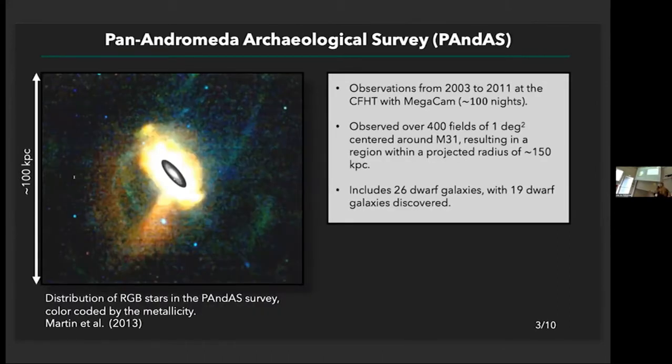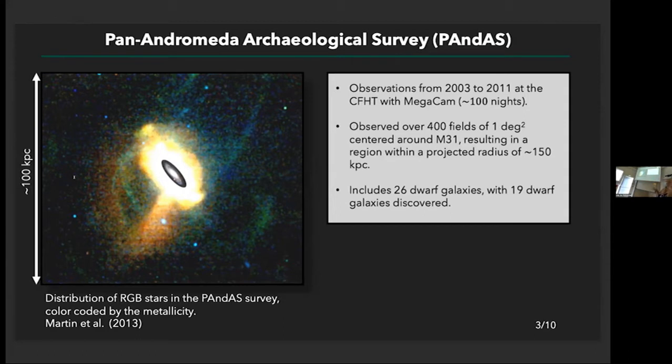That leads us to a large photometric survey which resolves stars, such as PAndAS. PAndAS observed from 2003 to 2011 at the CFHT with MegaCam. It observed over 400 fields of 1 square degree each, centered around M31 and its companion M33.